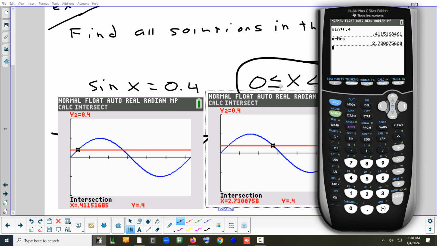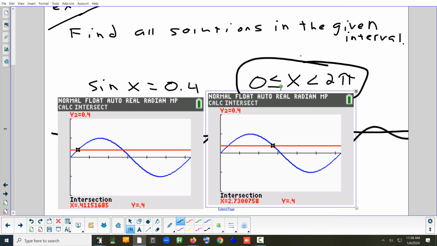Yep. Is it because pi is half this period? No, it involves a little bit more. Yeah. There's a diagram I'm going to eventually teach you that has to do with where the different trig functions are positive in the different quadrants, all, sine, tangent, cosine. So I'll teach you that diagram, and then it'll make more sense.